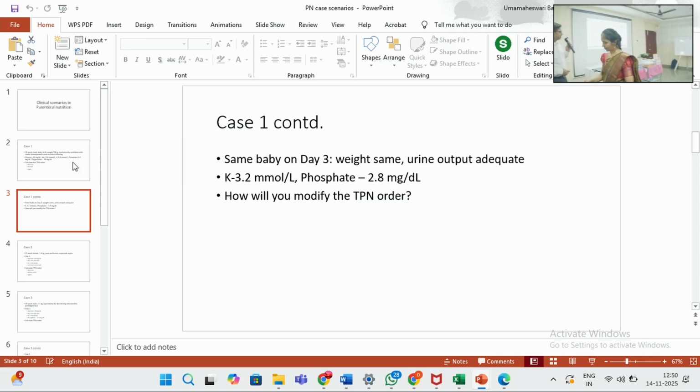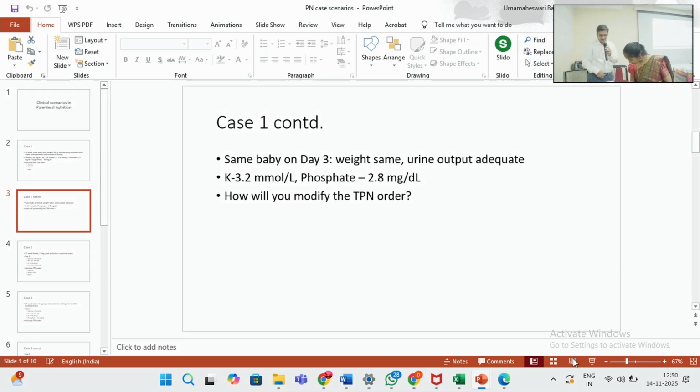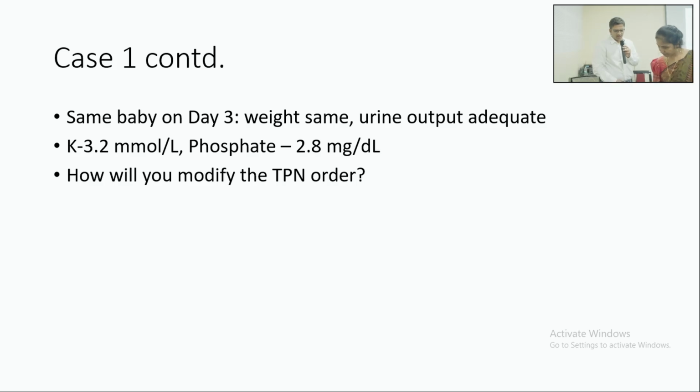So we have the same baby on day 3. Baby did not lose significant weight, and urine output is the same. Potassium reached 3.2 and phosphate is 2.8. What are your comments? So potassium is on the lower side and phosphate is also on the lower side. What will you think of?